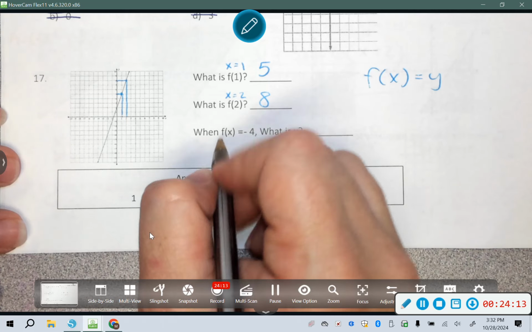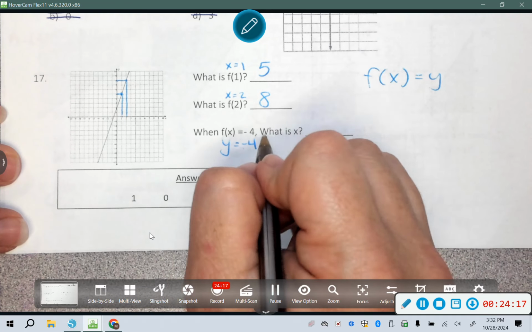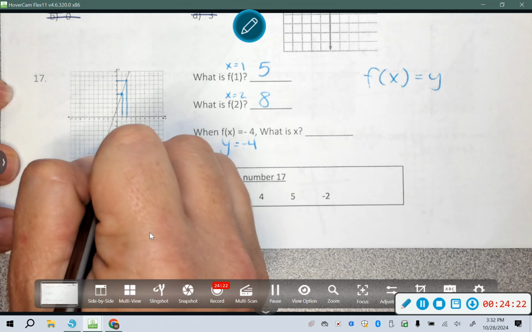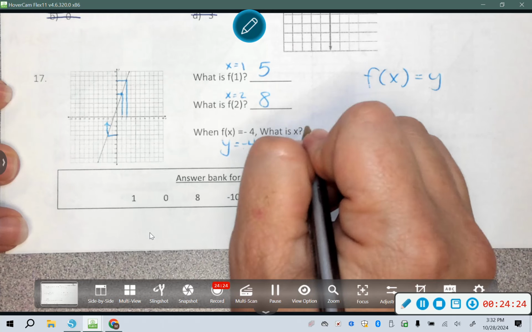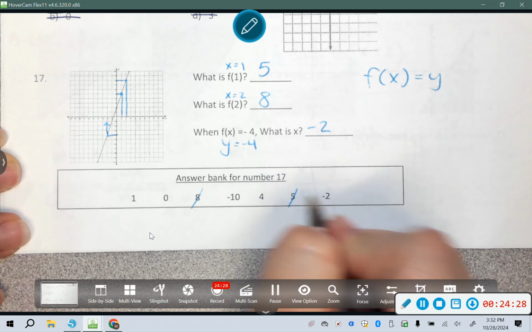Now when it's outside, y equals negative 4. It's on the outside. I'm looking for x. So y is a height, 1, 2, 3, 4, and it goes over negative 2. And all of those were here, 8, 5, negative 2.